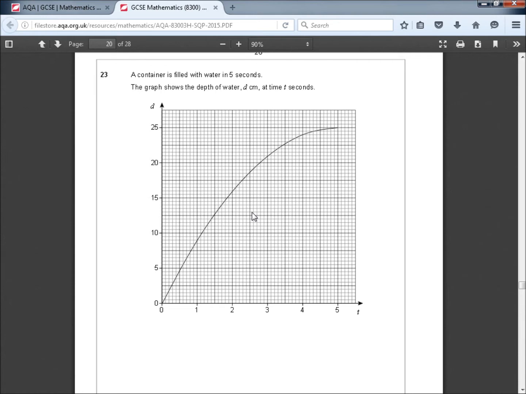This is the third paper in the higher tier, and this is a calculator paper, and we're picking up in question 23. A container is filled with water in 5 seconds. The graph shows the depth of water d centimetres in time t seconds. So here's our depth and here's our time. As we can see, it fills up quickly at first and then slowly starts to fill up a little bit less quickly.